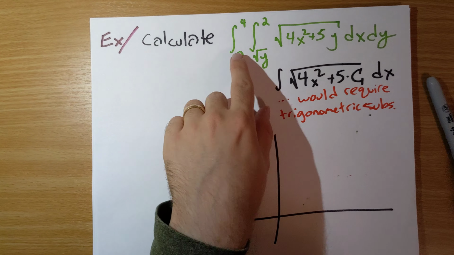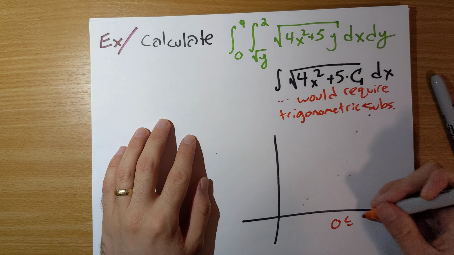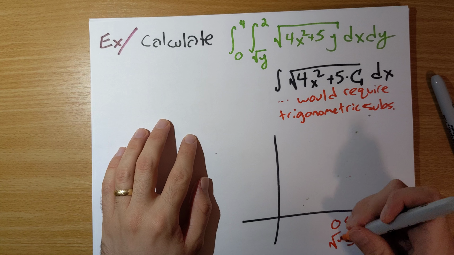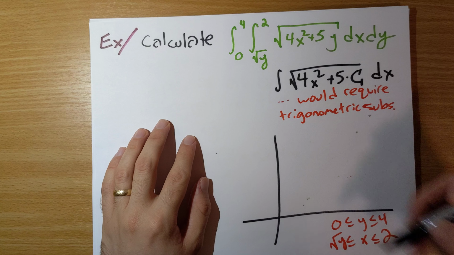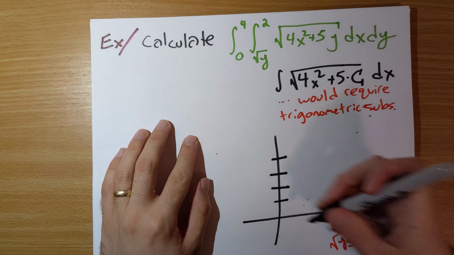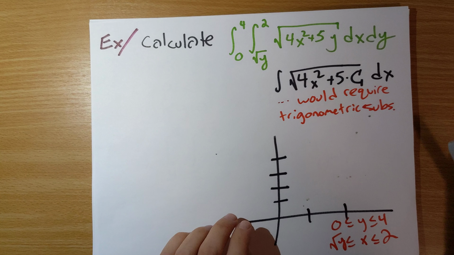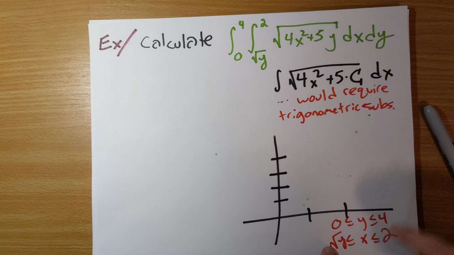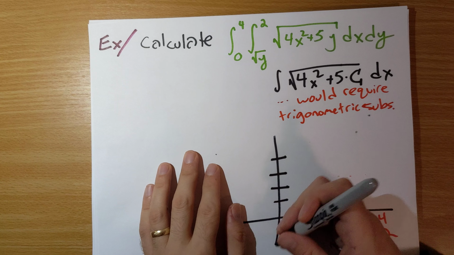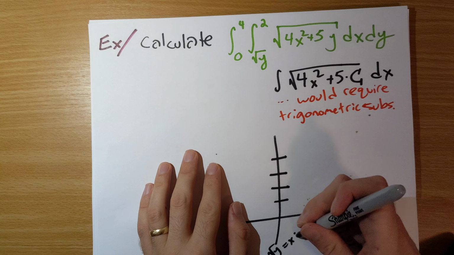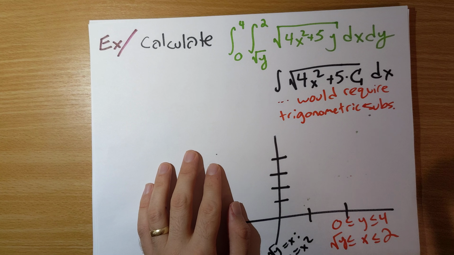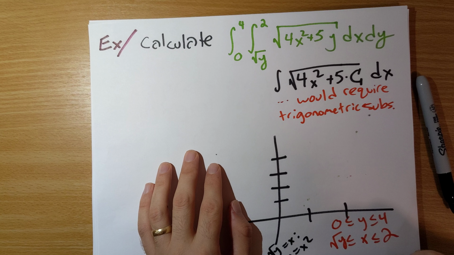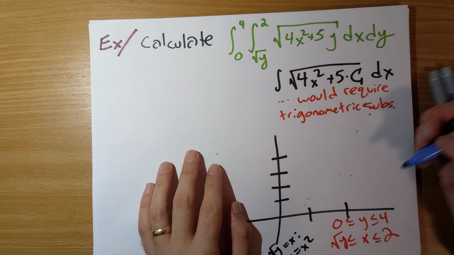So what are our bounds here? Y runs from 0 to 4. X runs from square root y to 2. Okay, y runs from 0 to 4. X runs from, we're going to have x go all the way out to 2. So let's see here. We are going to deal with the curve square root y is equal to x. Squaring both sides gives us y is equal to x squared. So we need to plot y is 0, y is 4, y is x squared, x is 2. We need to plot all four of those things.